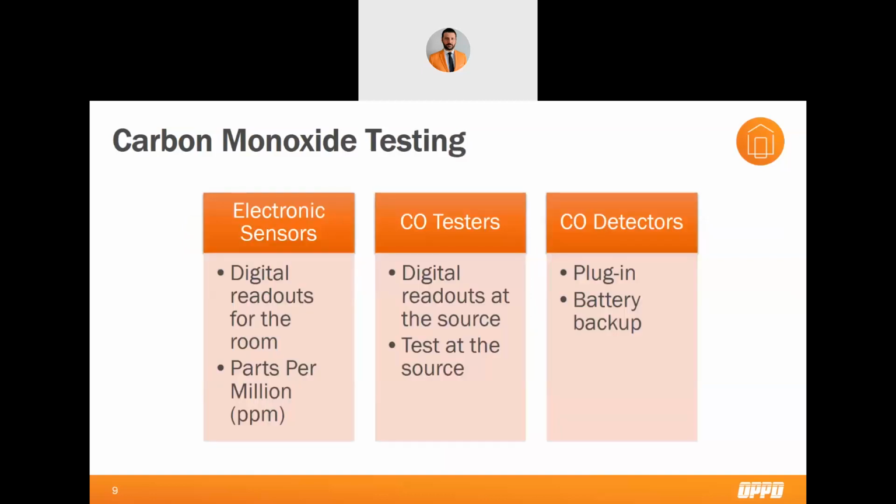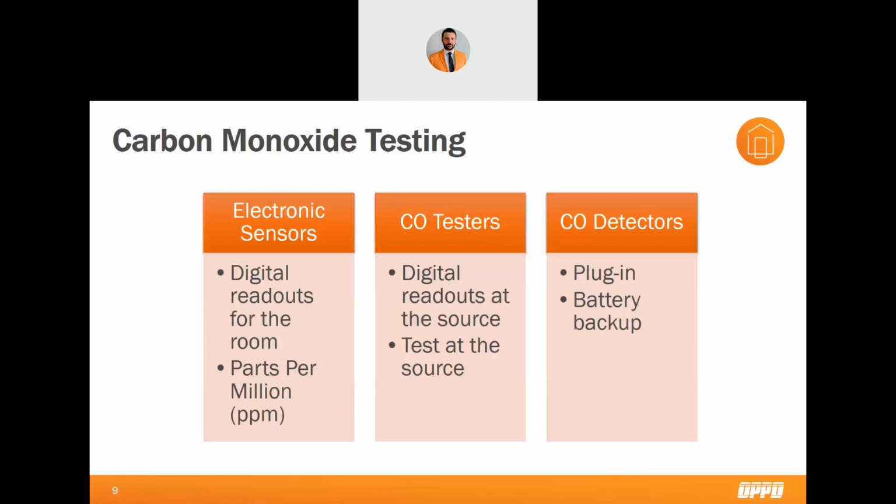Testing for carbon monoxide is fairly straightforward and varies in cost. There are sensors you can buy that show the parts per million of carbon monoxide in the area. This is a more passive but very informative way of testing the levels in your home. A carbon monoxide tester is used at the source of carbon monoxide, in other words, where the combustion gases leave the heat exchanger before they're diluted and sent up through the flue pipe.